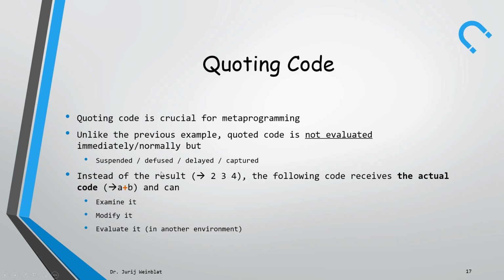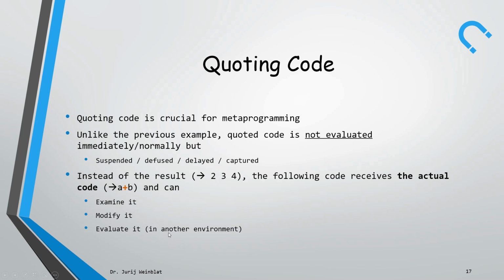And why do you do it? You do it because the function which receives the source code can examine the source code, so have a look at it and make some decisions based on what it finds in there. It can modify the source code like shown in the introduction, or it can also evaluate it. So after doing these two steps, it's still possible to evaluate the source code and get the result, namely 2, 3, and 4.